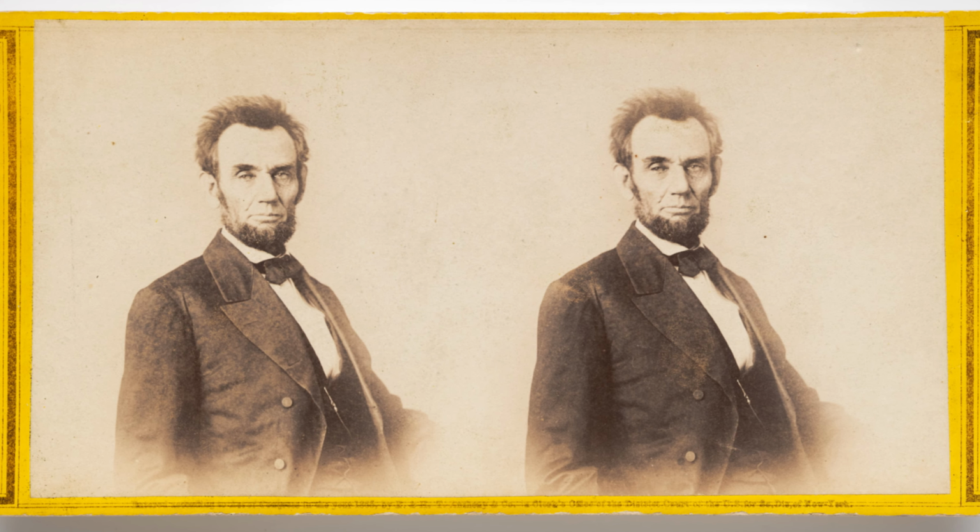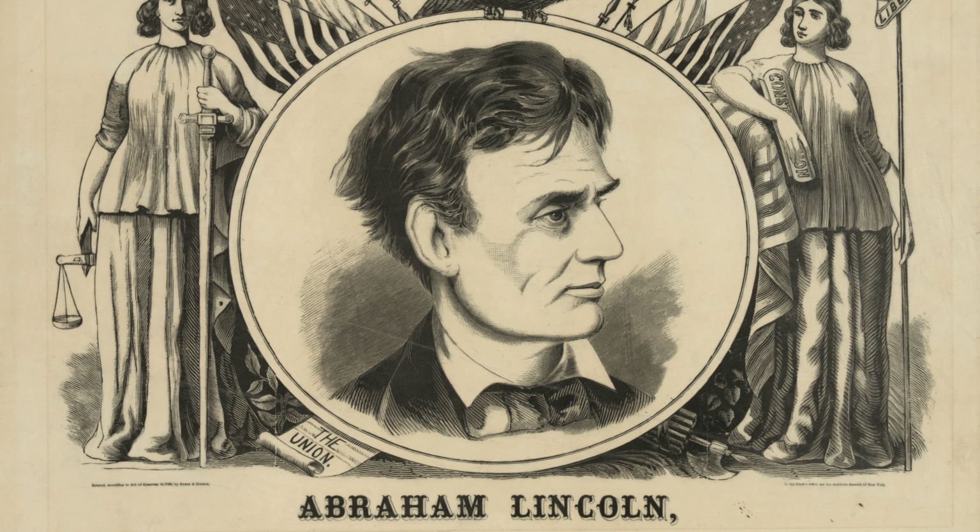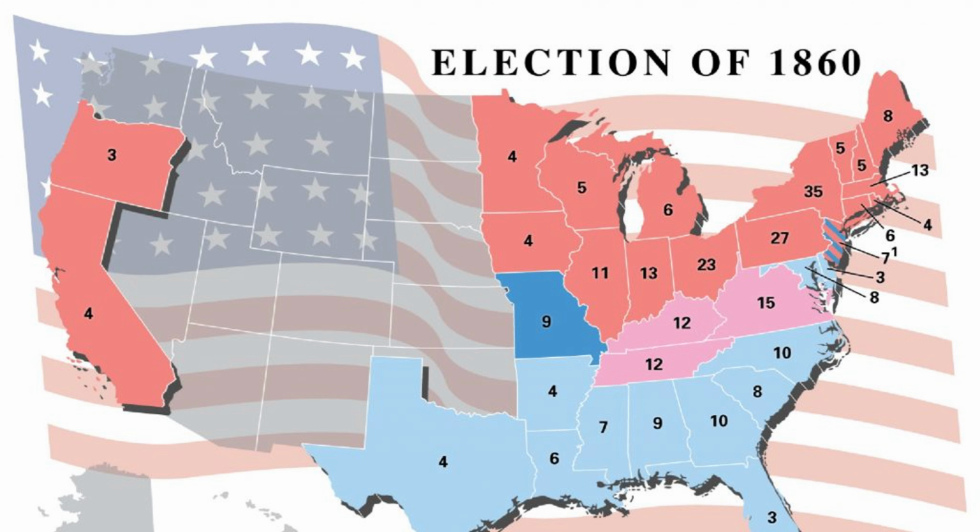Amid the turmoil, a tall, self-taught lawyer from Illinois emerged: Abraham Lincoln. Known for his sharp mind and stirring speeches, Lincoln opposed the expansion of slavery, not necessarily slavery itself, but its growth into new states. His election in 1860 alarmed the South. In 10 southern states, Lincoln didn't even appear on the ballot, yet he won the presidency. To many in the South, this felt like the final straw.